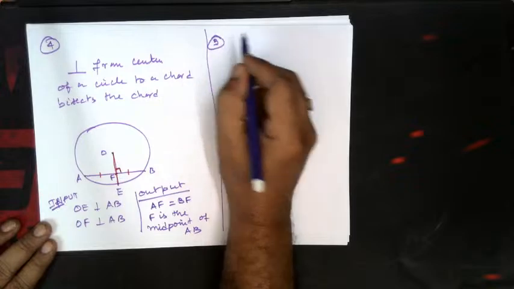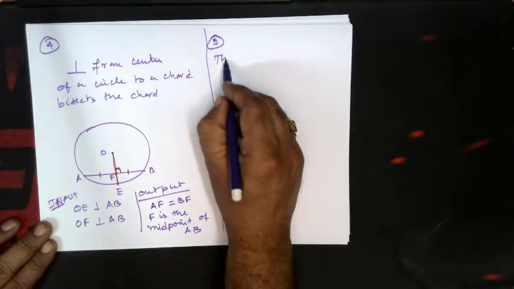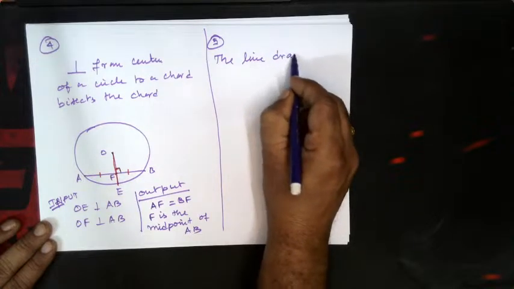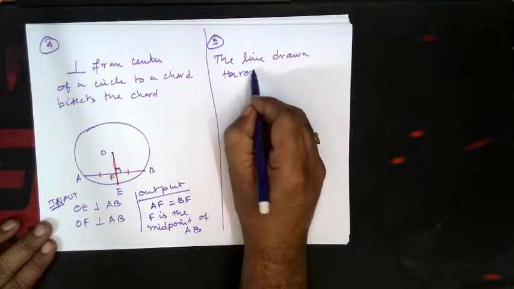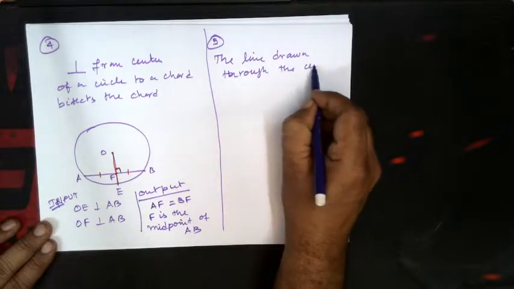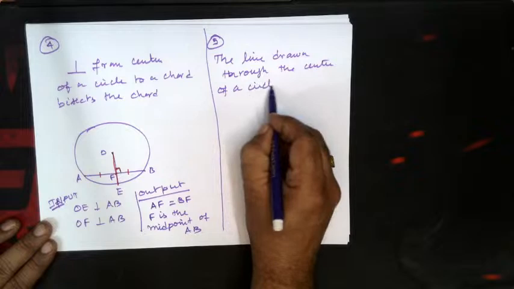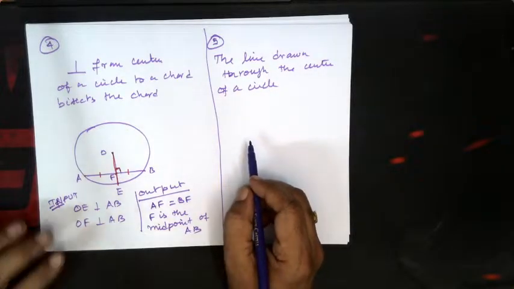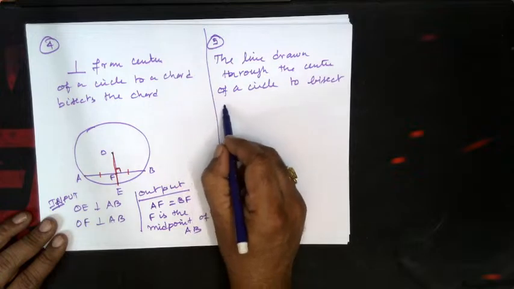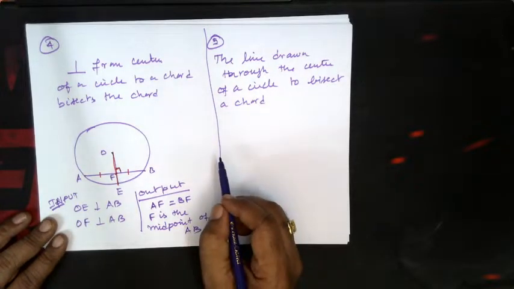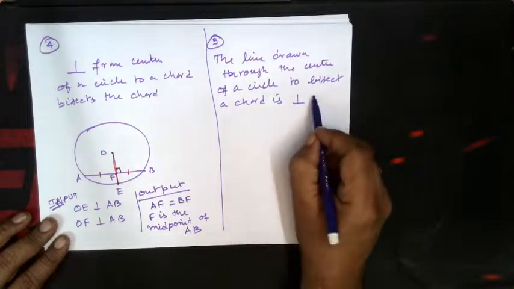Fifth theorem. The line drawn through the center of a circle to bisect a chord, to bisect means divide equally, bisect a chord, is perpendicular to the chord.